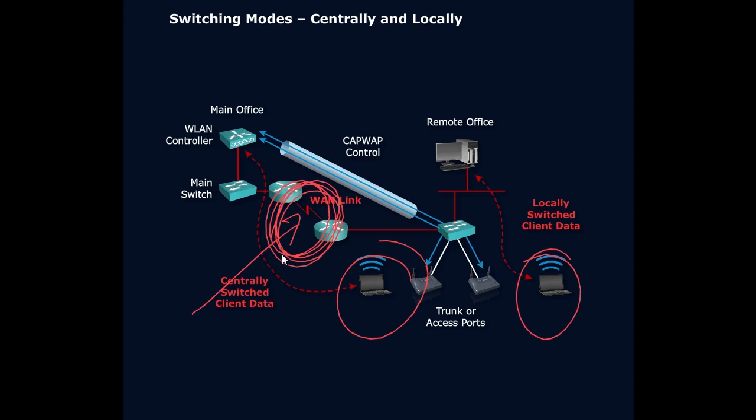So in a centrally switched client data network, be very aware of that link. What's my throughput? Can I handle the load I'm going to place on it?